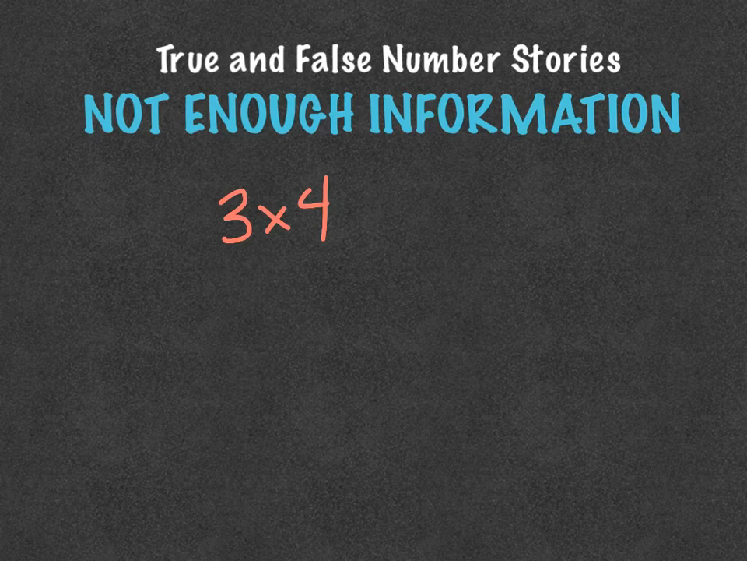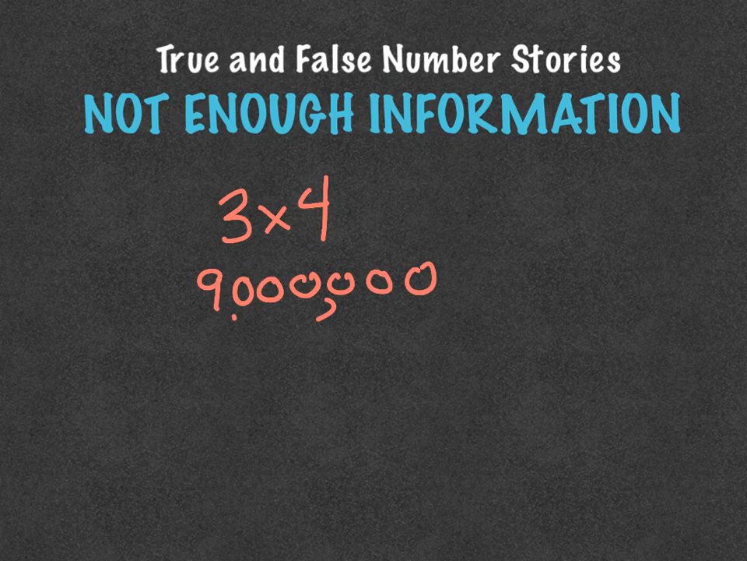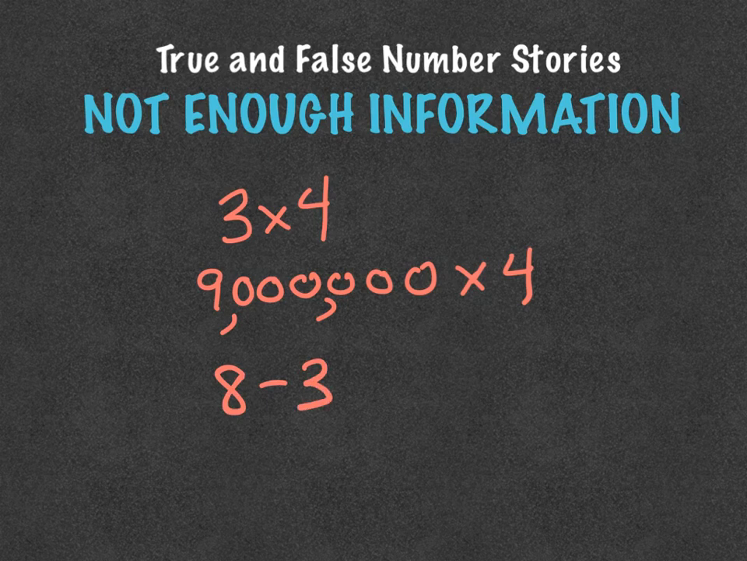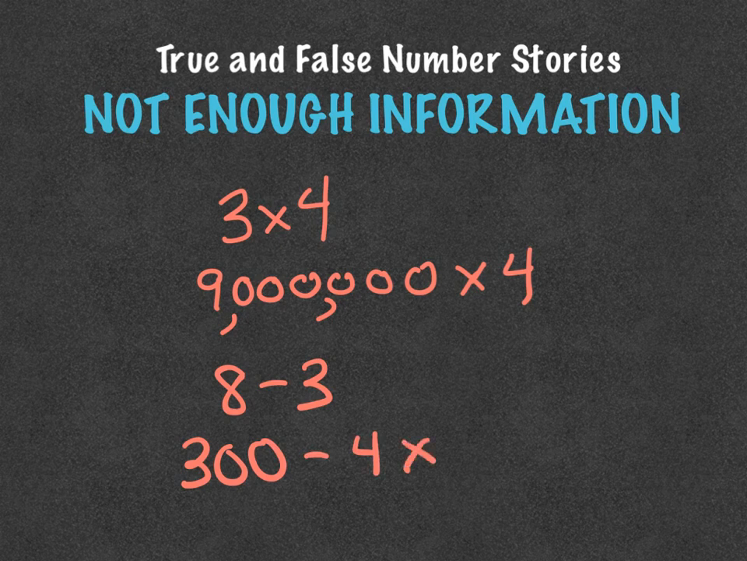And then if we had something like 9 million times 4, that's not enough information. If we had 8 minus 3, not enough information. If we had 300 minus 4 times 9 plus 2, that's also not enough information. Since it's not set equal to anything or not greater than or less than anything, then it's not enough information.